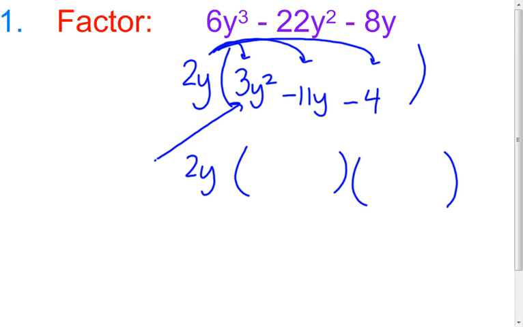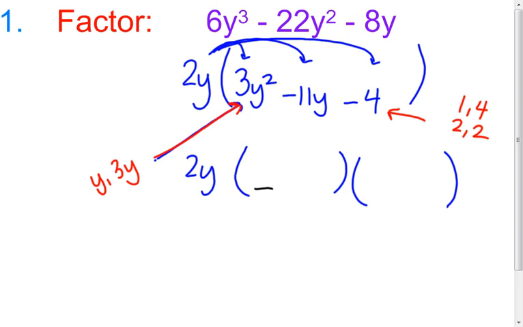I want to list my factors of 3y squared. How do I get 3y squared? The only way to do that is y and 3y. And then back here I'm going to list my factors of 4, which could be 1 and 4, or 2 times 2.